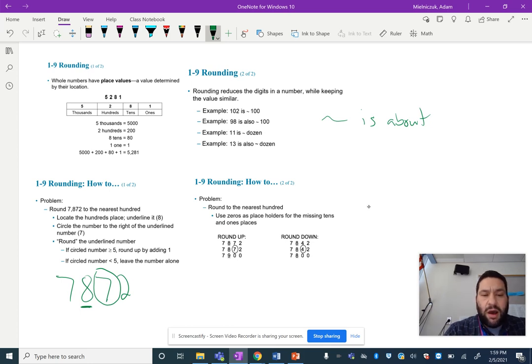Well, what are we adding up by 1? We're adding, in this case, the hundreds. So because 7 is greater than or equal to 5, we're going to round it up. Okay. And to the nearest hundred, it would be 7,900.